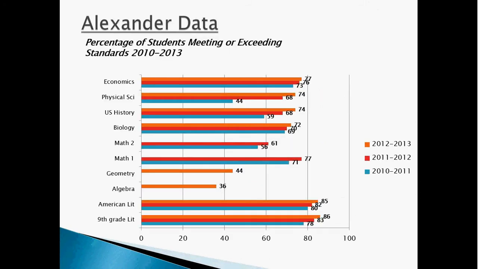So let's look at our EOCT data from the last 3 years and all the subjects that we give in EOCT. Here we have economics, physical science, U.S. history, biology, math 2, math 1, geometry, algebra, American Lit, 9th grade Lit. Math is a little bit weird because we change curriculums in the middle of this 3-year period, but we'll get to that a little bit later. But there's a lot of stuff to point out here. I just want to point out a couple things.